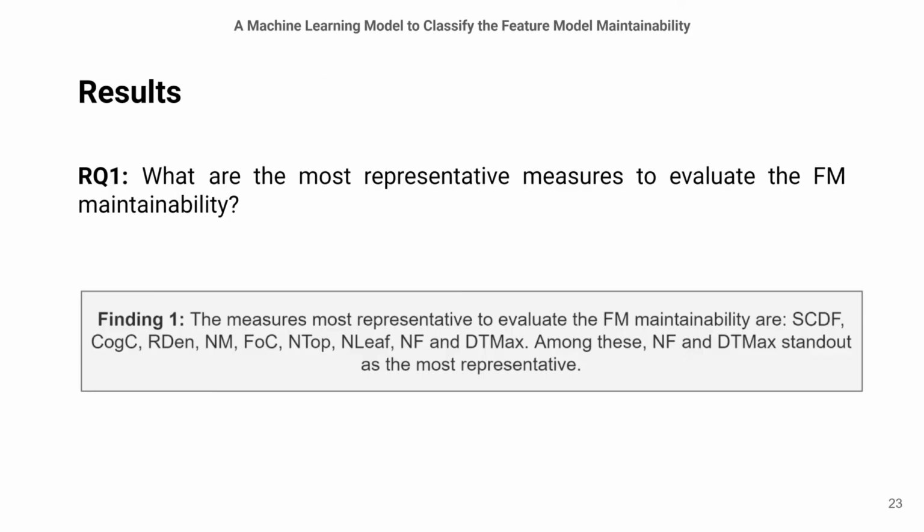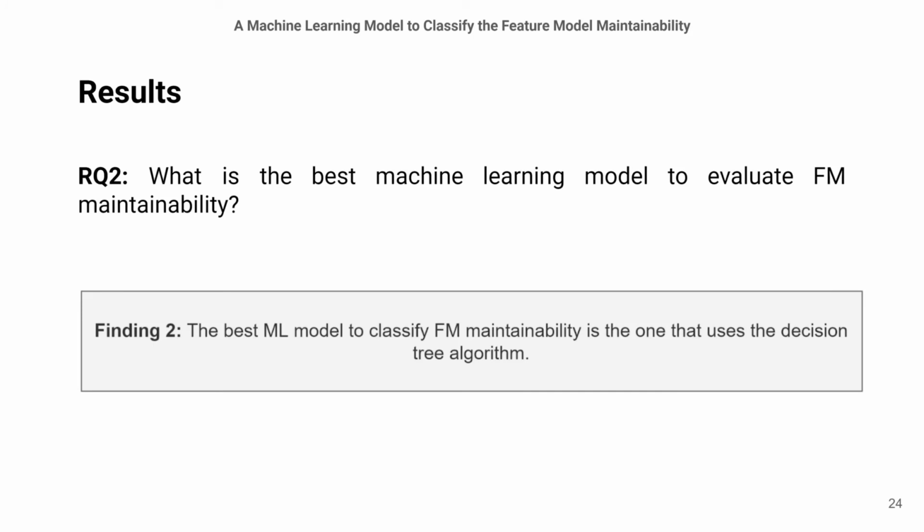So for the first research question, the finding was that the measures most representative to evaluate the feature model maintainability are SCDF, COGC, RDEN, NM, FOC, NTOP, NLEF, NF, and DTmax. Among these, NF and DTmax stand out as the most representative. For the second research question, the finding was that the best machine learning model to classify feature model maintainability is the one that uses the decision tree algorithm.